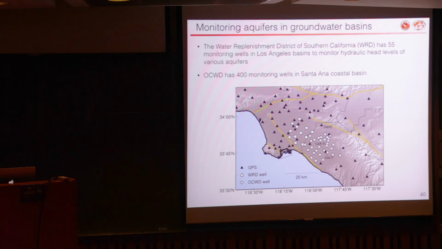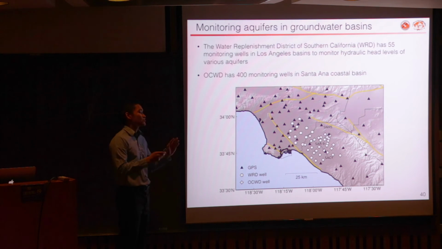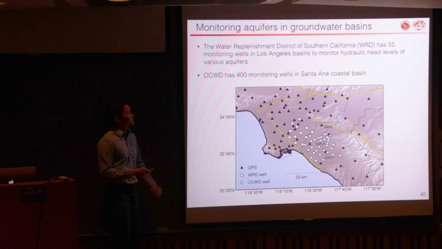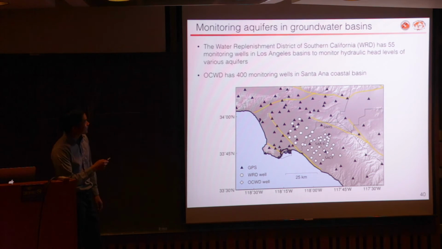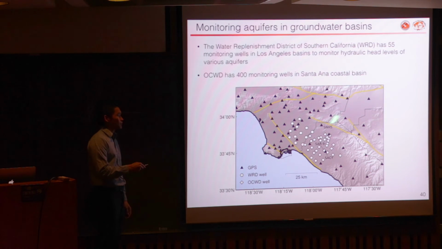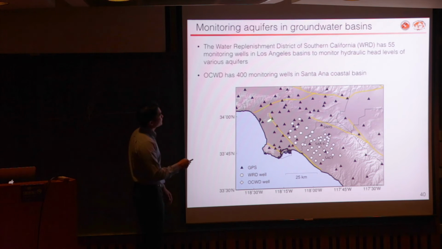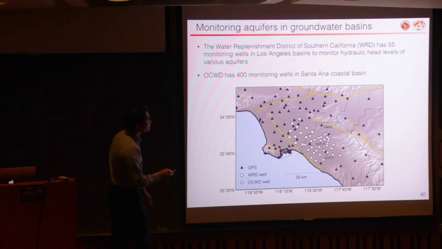So to start off with, we want to look at hydraulic head levels throughout these groundwater basins and compare it to ground deformation. So the WRD, which is the Water Replenishment District of Southern California, they manage groundwater in LA County, and they have 55 monitoring wells throughout the basin. But here we're going to only use about 12, I believe.